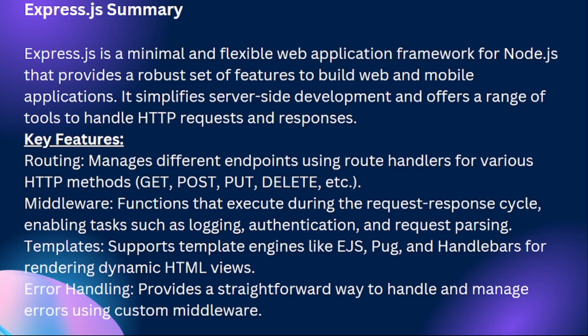Routing manages different endpoints using route handlers for various HTTP methods: get, post, put, delete, etc. Middleware functions that execute during the request-response cycle, enabling tasks such as logging, authentication, and request parsing. Templates supports template engines like EJS, Pug, and Handlebars for rendering dynamic HTML views. Error handling provides a straightforward way to handle and manage errors using custom middleware.